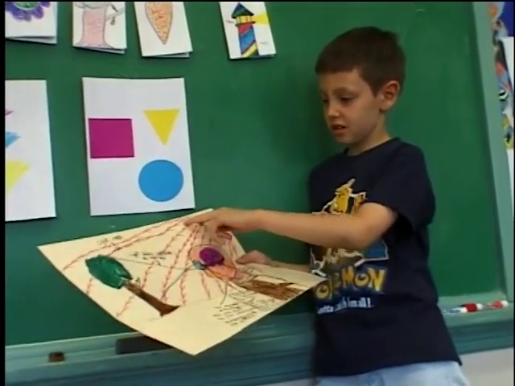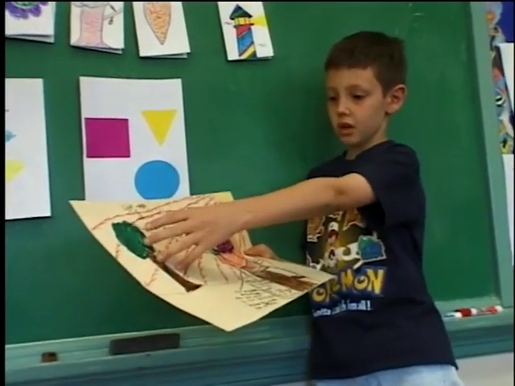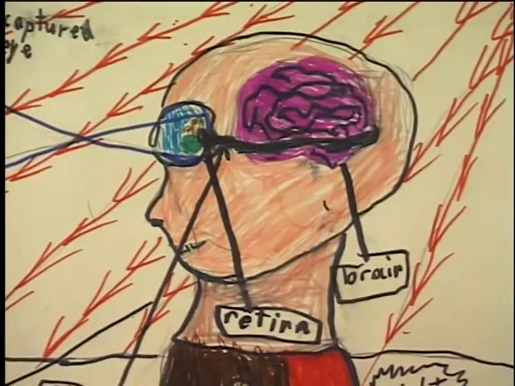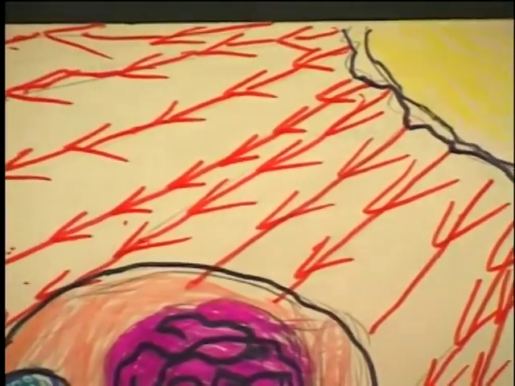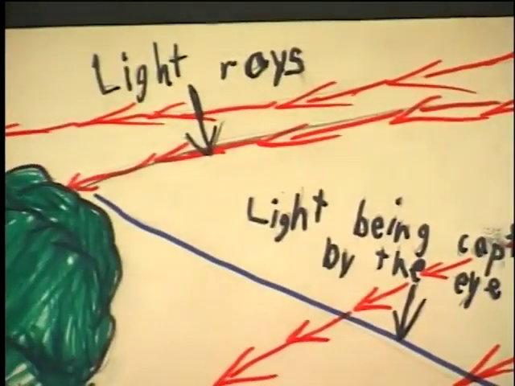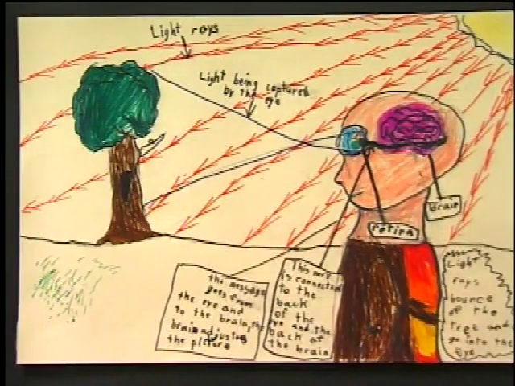This is the sun, and these are light rays. The light rays are going at the tree, and then the light's bouncing off the tree. It's going into the eye like this. Then these light lines cross, making the tree look upside down at the back of the eye, which is called the retina. The retina has a nerve that's connected to the back of the brain, and the brain tells you which way the tree should be and how far it is, and it makes you see it good.